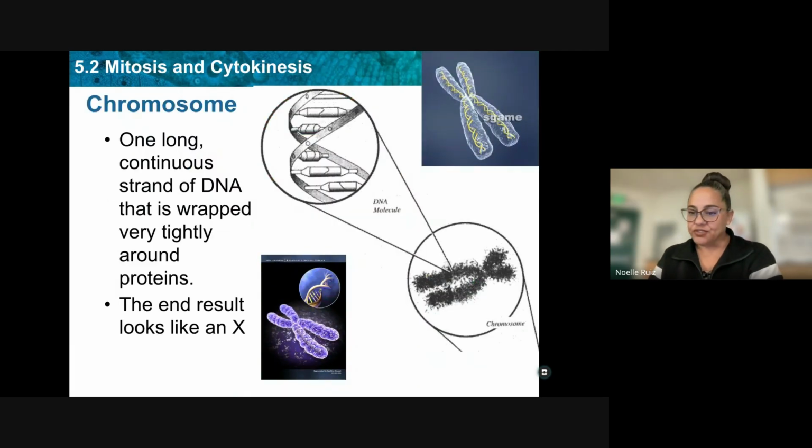So first we have to talk about what chromosomes are. A chromosome is one long continuous strand of DNA that is wrapped very tightly around proteins. Proteins are called histones. We don't need to know that yet, but that's what they're called. And they just wrap around and keep wrapping until they end up looking like these X-shaped structures.